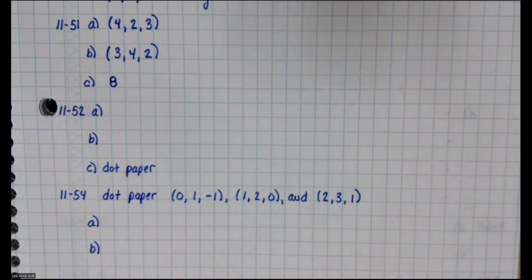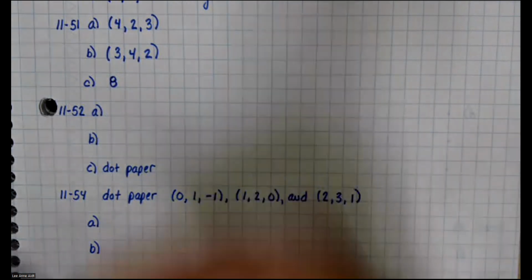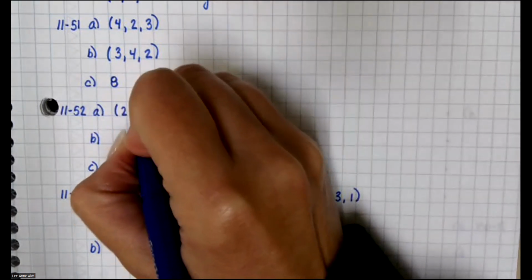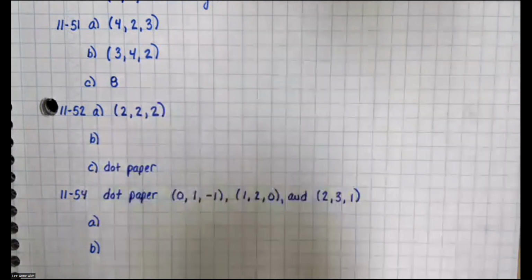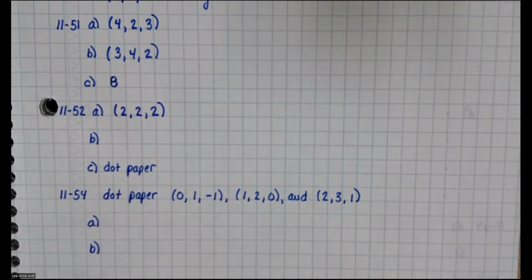Okay, now what the heck did it want us to do? Oh. I believe the final answer was to identify the 2, 2, 2 coordinate. We did more than we had to. That's fine.